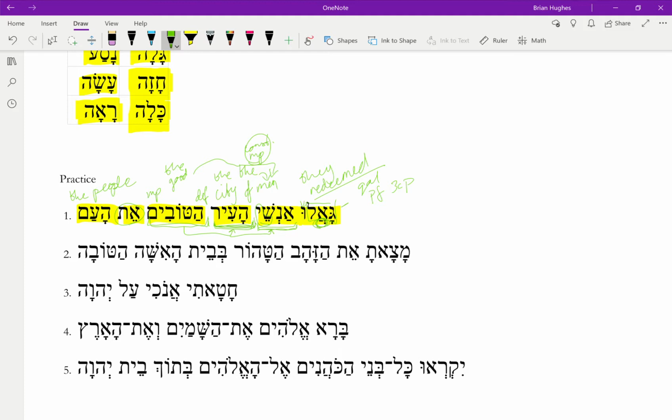So the next one here: matzata et hazahav hatachor beveit ha'isha hatova. Let's take it in turn. So matzata: here we have a suffix that we recognize as a second masculine singular of the Qal perfect paradigm. Matzah is to find, so a second masculine singular would be you. Matzah, and the perfect would be found. You found. What did you find? Hazahav. Hazahav is the gold.